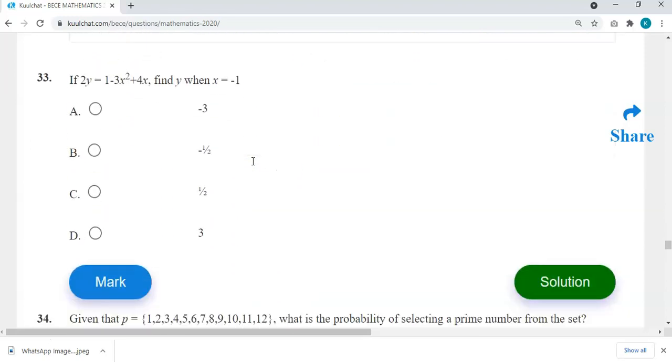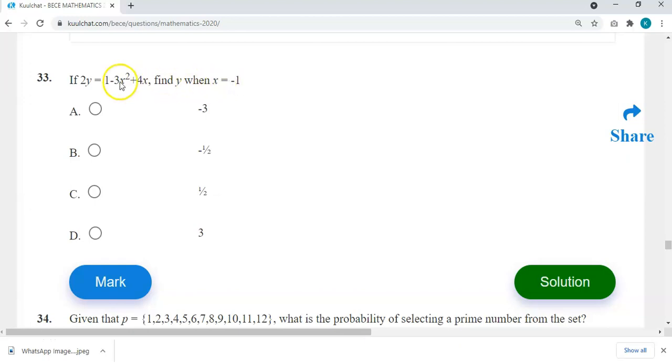Okay, so we move on to question number 33. It says if 2y is equal to 1 minus 3x squared plus 4x, find y when x is equal to negative 1. In this case, we are given the value of x, so we just put in the value of x and solve for the value of y.